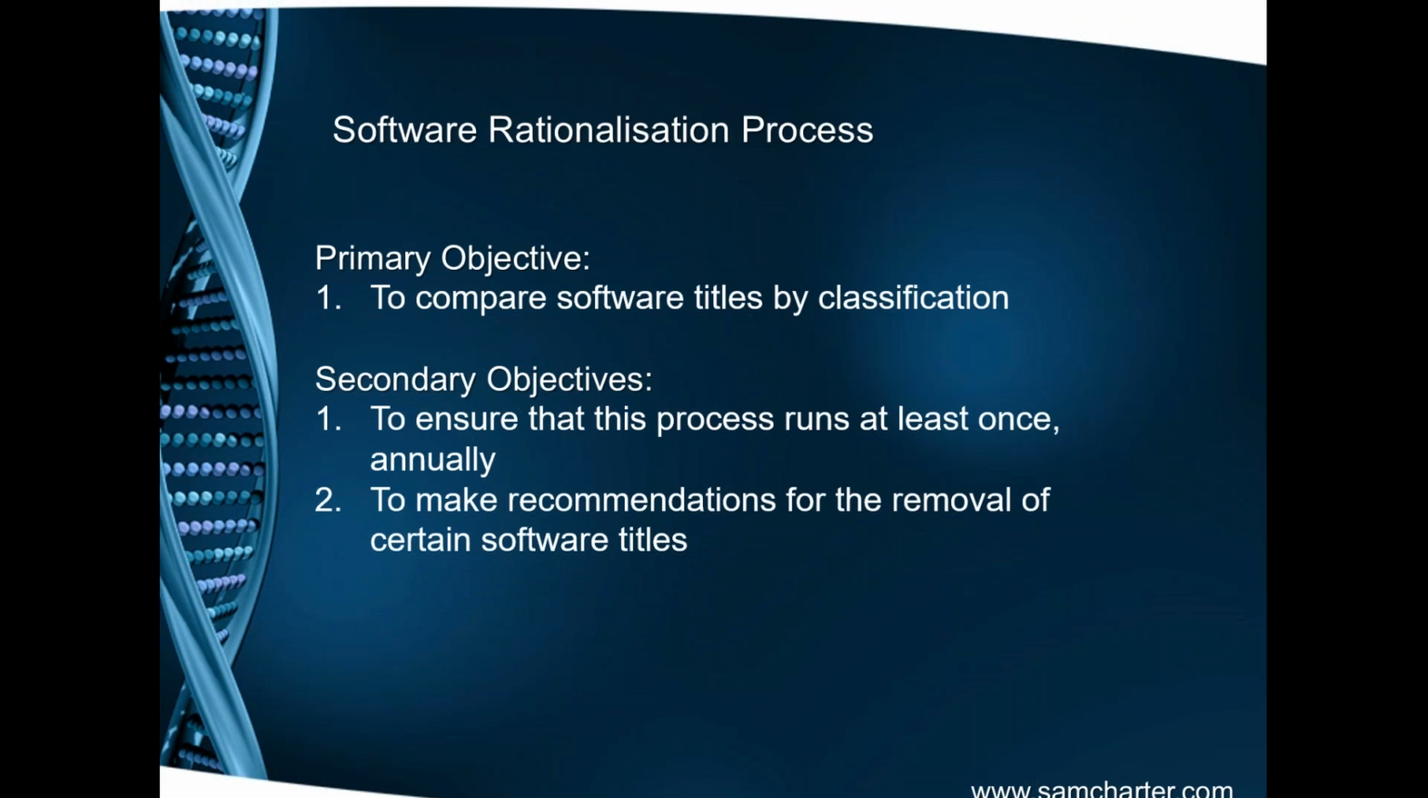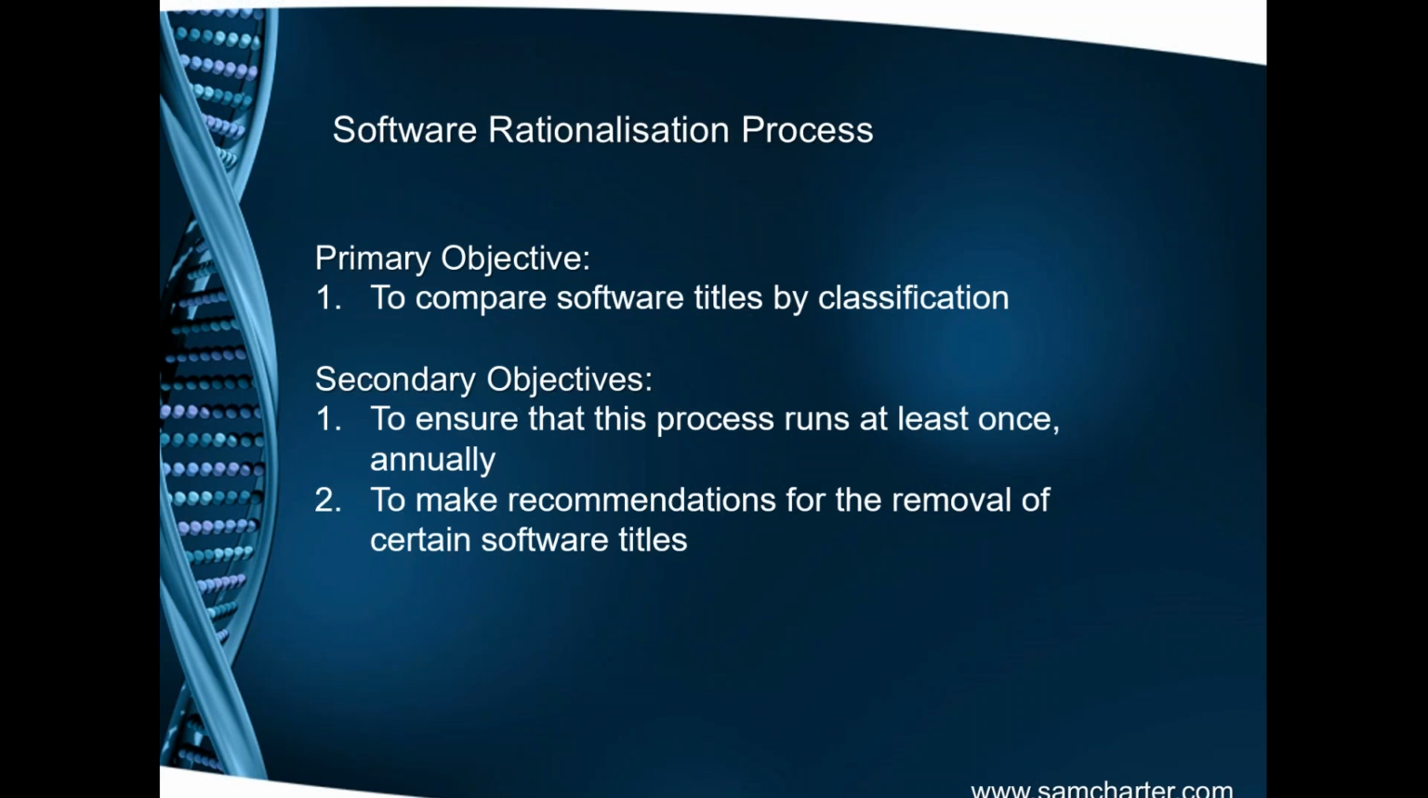Secondly, and this is the absolute crux of this process and why it's worthwhile running, is that we are going to try and make recommendations for the removal of certain software titles. Now the reason we're doing that is because we want to try and achieve economies of scale and economies of scope. Now economies of scale are well recognised and most people understand that if you are buying more of the same item, then the individual unit cost will be cheaper, and so you can achieve economies of scale.